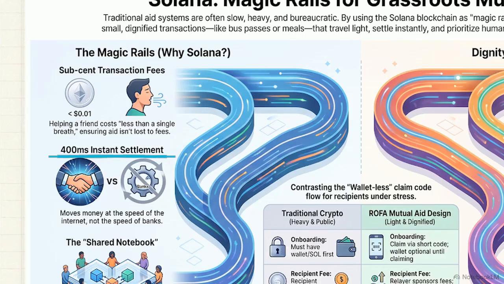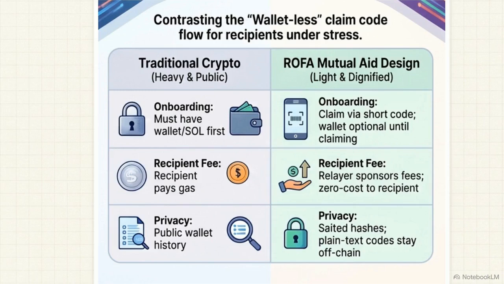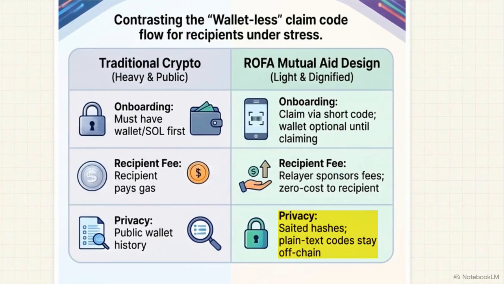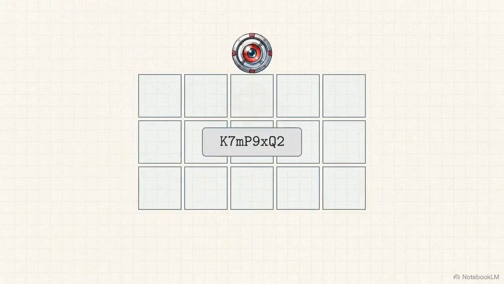By settling this in 400 milliseconds for less than a cent, we bypass the heavy bureaucracy of traditional aid. Because recipients don't wait days for banks to clear, the technology effectively recedes, focusing on the immediate need. This creates a security challenge. Traditional crypto relies on heavy public onboarding to verify transactions, but we want a light, plain text flow for people under stress. On a public ledger where every piece of data is transparent, a simple code would normally be visible to anyone watching the network.